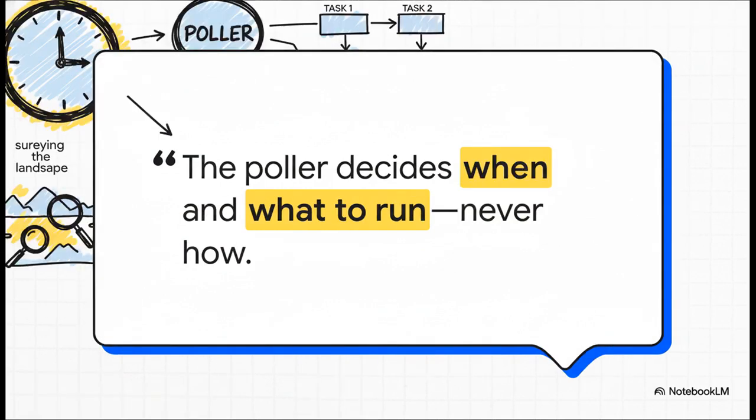And the second golden rule is just the other side of that same coin. The puller decides when and what to run, but never, ever how. Its only job is to look at the state of the world, make a decision, and create a task. It doesn't execute anything. So the big takeaway here is simple. These strict, non-negotiable boundaries between roles are what create all the clarity and power.